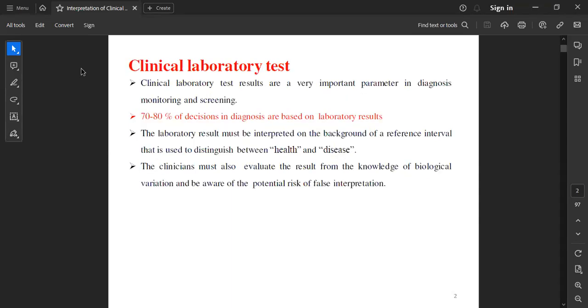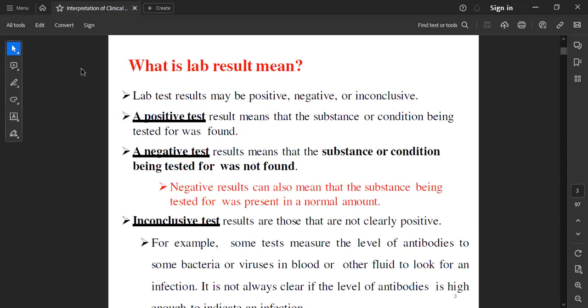So we all know what lab tests are and why they're important. A positive result means the substance or condition being tested for was found. Negative means it wasn't found. Inconclusive means that it's not clear whether it's positive or negative.